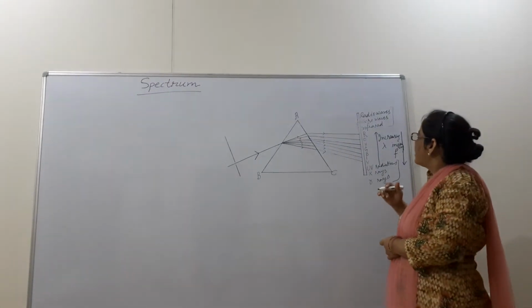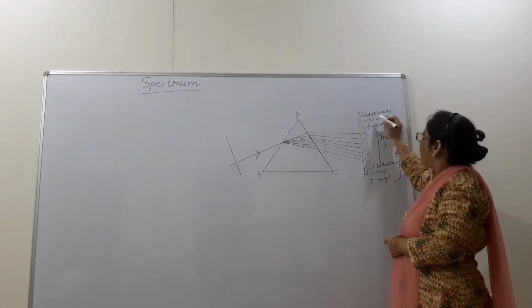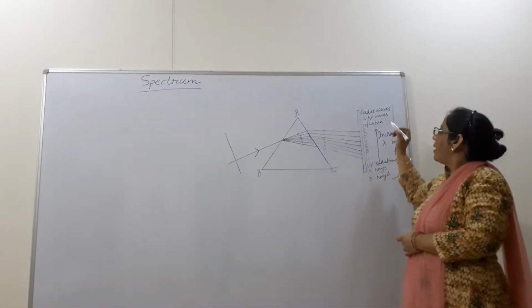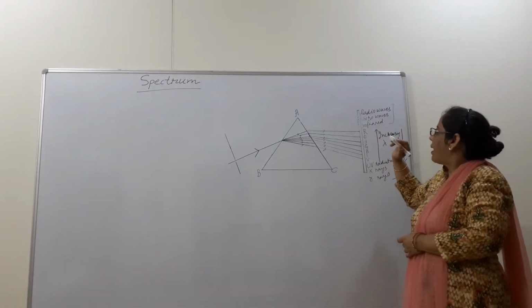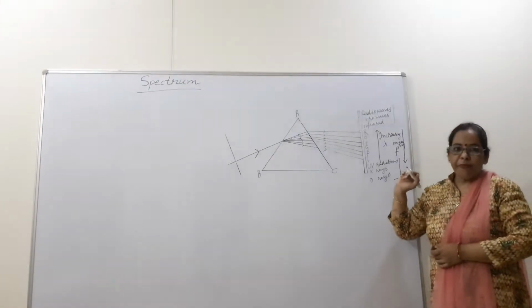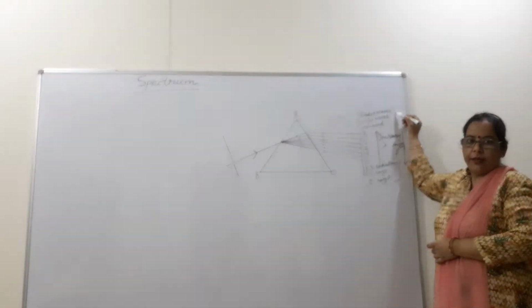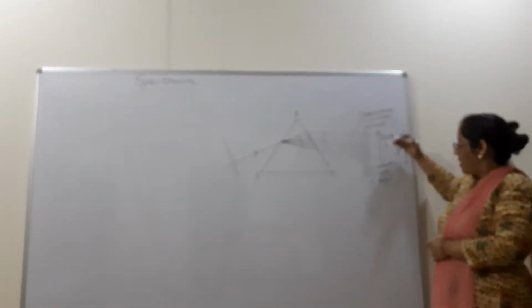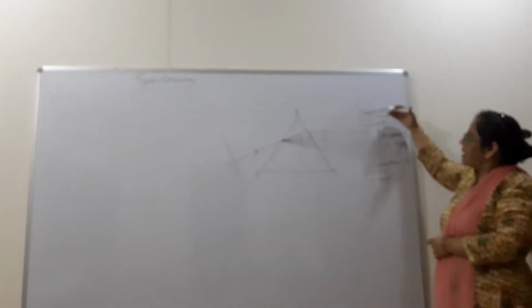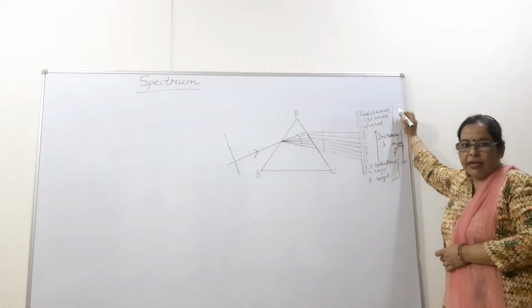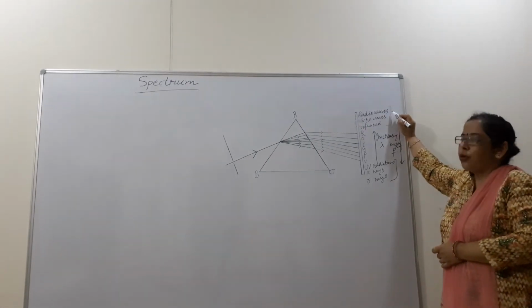So we will discuss one by one. First of all, we will take radio waves. What are radio waves, beta? The radio waves have maximum wavelength and least frequency, because they are lying at the top. Wavelength is increasing upwards, so radio waves have maximum wavelength and least frequency.